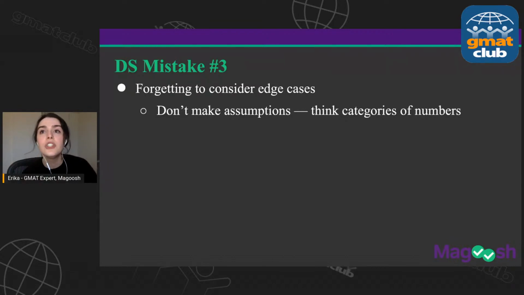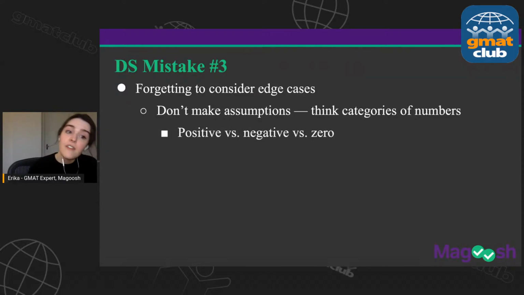So when you are determining if something is sufficient, I advise you to think about positive versus negative versus 0. We might get one answer with a positive number and a different answer with a negative number, or 0 might swoop in and be the thing that makes it insufficient. So consider your categories of numbers. If you do not know that a number is positive, you need to consider whether it is negative or 0.